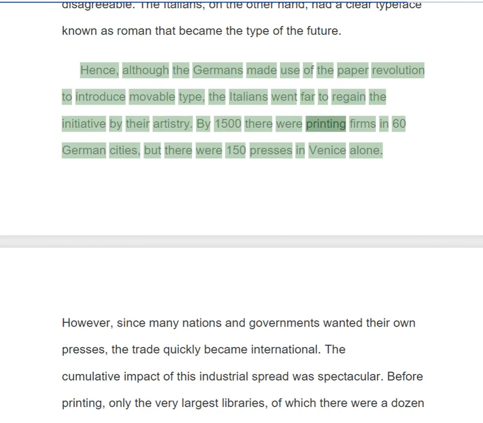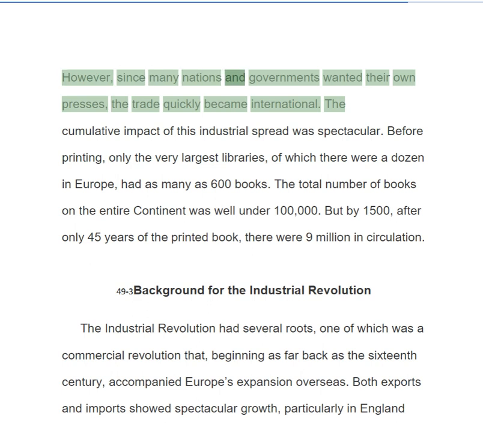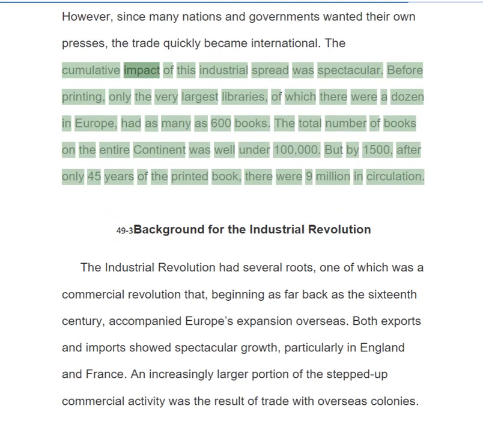By 1500 there were printing firms in 60 German cities, but there were 150 presses in Venice alone. However, since many nations and governments wanted their own presses, the trade quickly became international. The cumulative impact of this industrial spread was spectacular. Before printing, only the very largest libraries, of which there were a dozen in Europe, had as many as 600 books. The total number of books on the entire continent was well under 100,000. But by 1500, after only 45 years of the printed book, there were 9 million in circulation.